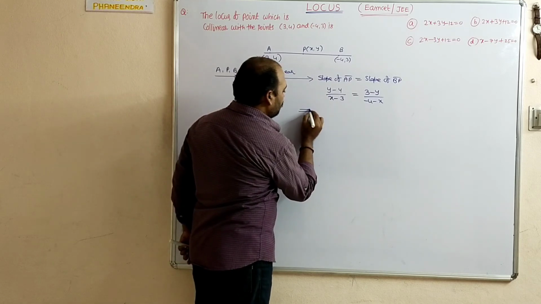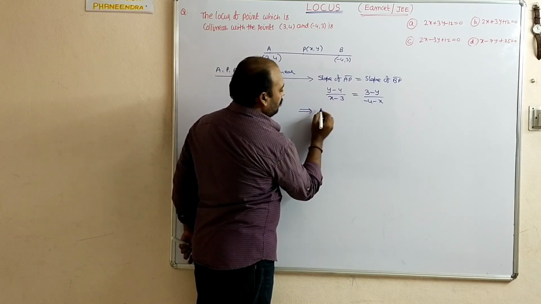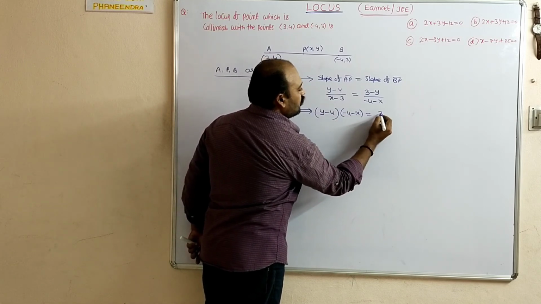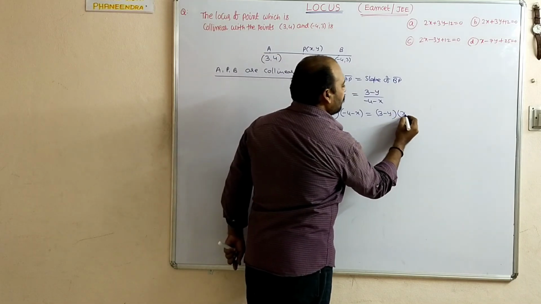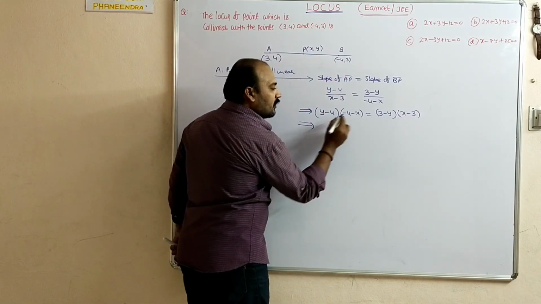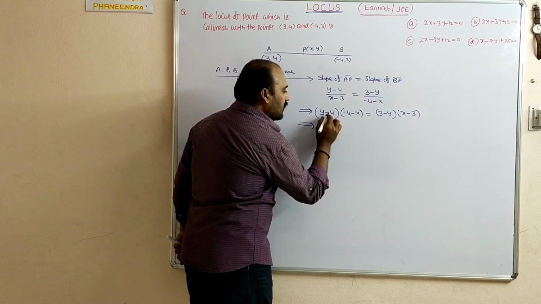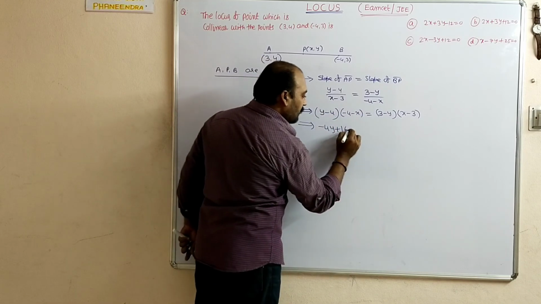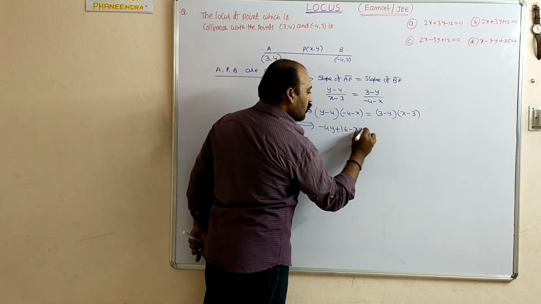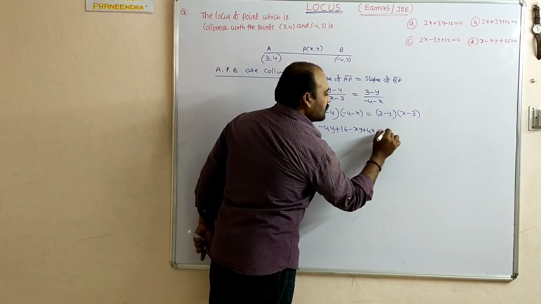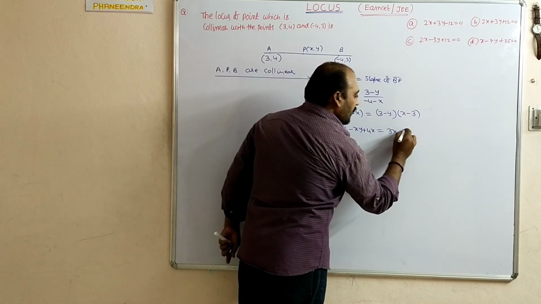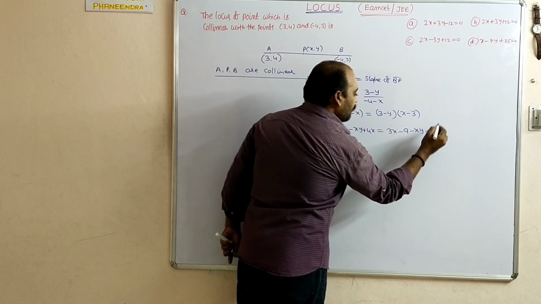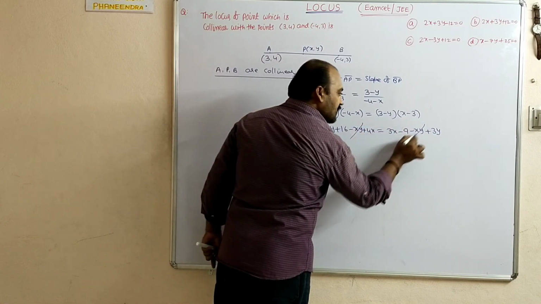Now cross multiplication. (y minus 4) into (minus 4 minus x) is equal to (3 minus y) into (x minus 3). Minus 4y, minus 4 into minus 4 plus 16. So multiplying with minus 4 is over. Minus 6 into y minus xy. Minus 6 into minus 4 plus 4x, which is equal to 3 into x, 3x. 3 into minus 3 minus 9. Minus y into x minus xy. Minus into minus plus 3y. So both sides minus xy get cancelled.